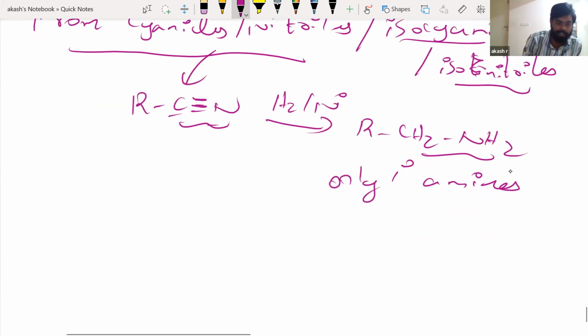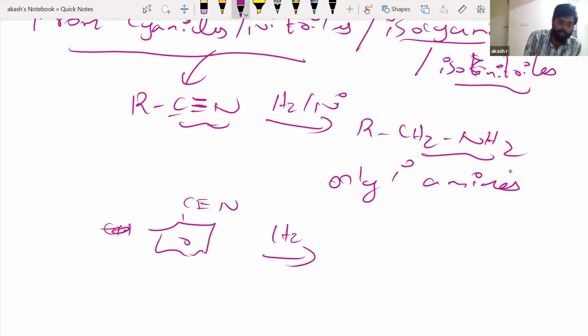So if at all I want to take an example, say I go for a benzene ring with C triple bond N, then if I go for H2/nickel, what will I get? I'll get a benzene ring with CH2NH2. That's it.